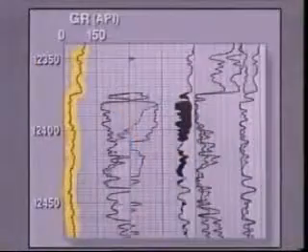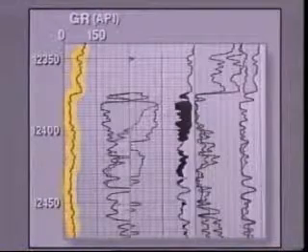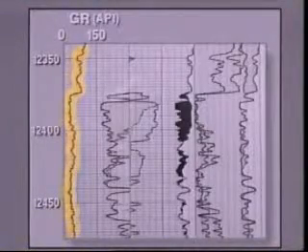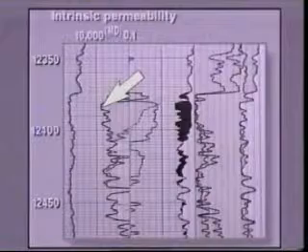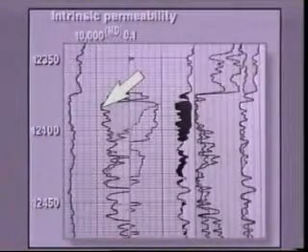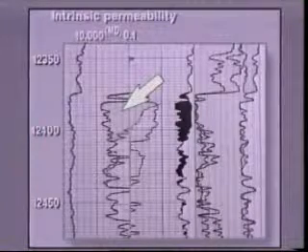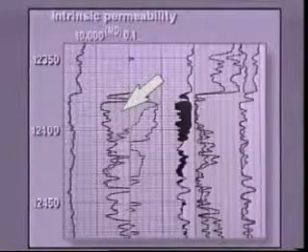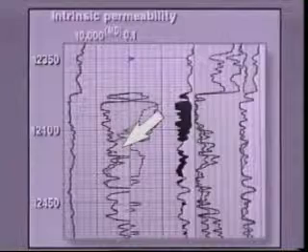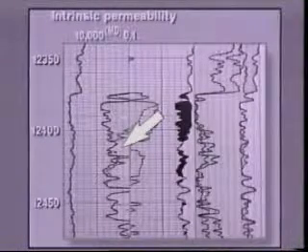model. On track 1, the gamma ray curve is displayed for correlation. In the next track, we see a permeability analysis, which includes the intrinsic or absolute permeability, the effective permeability to hydrocarbons indicated by the shaded portion, and the effective permeability to water indicated by the white.